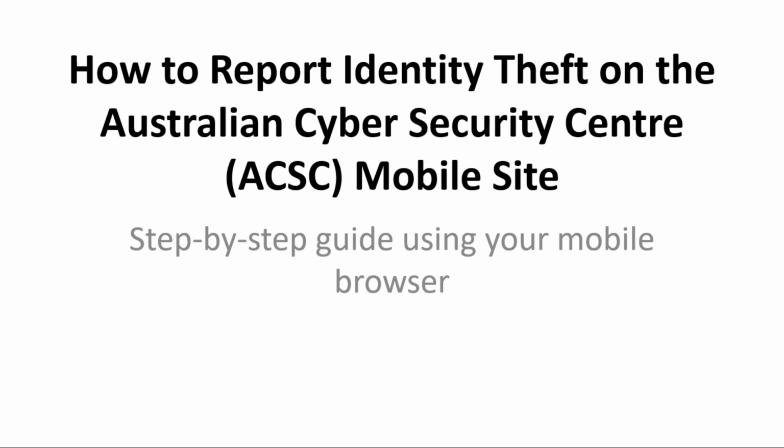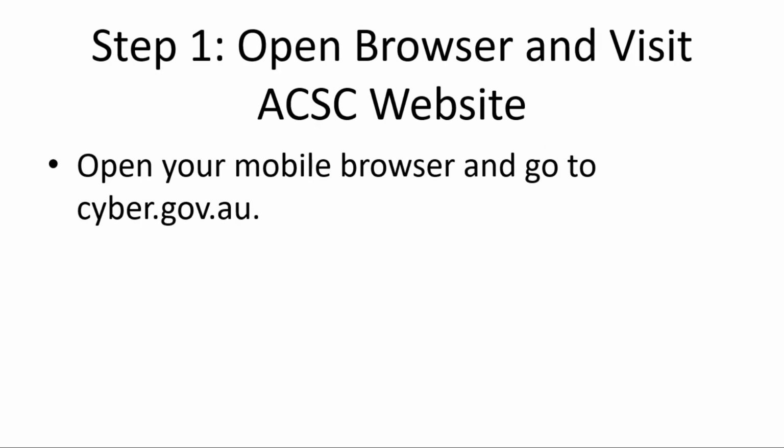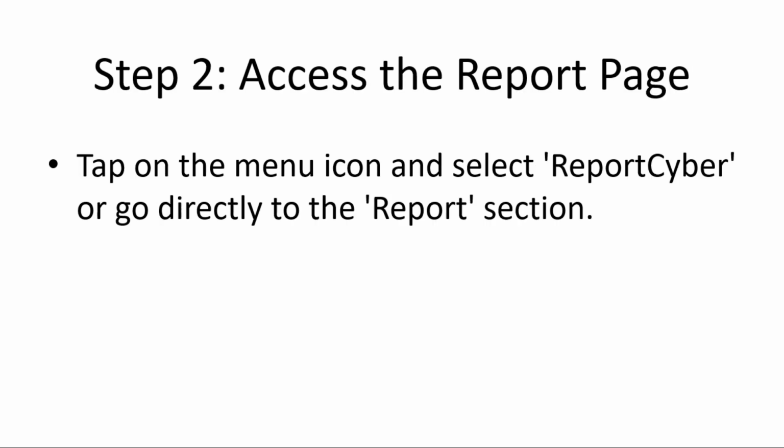Hi everyone, today I'll show you how to report identity theft quickly and easily on the Australian Cybersecurity Center mobile site. Step 1. Open your mobile browser and go to the ACSC website. Open your mobile browser and type in cyber.gov.au. This is the official website of the Australian Cybersecurity Center.